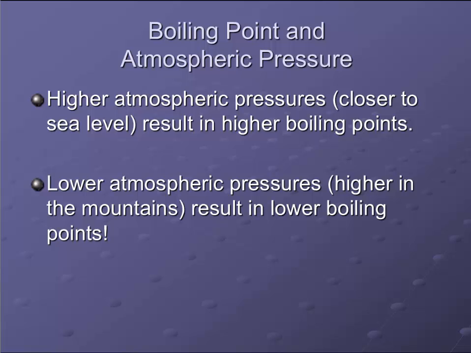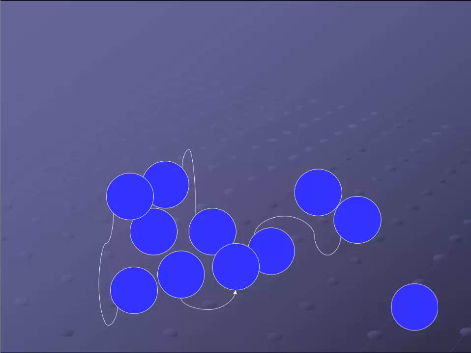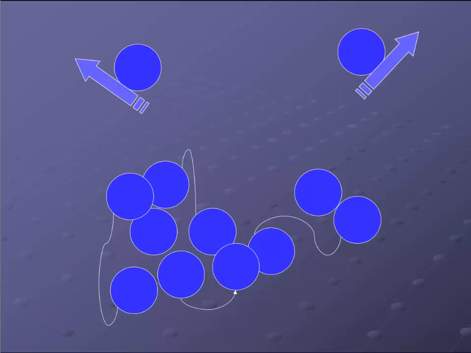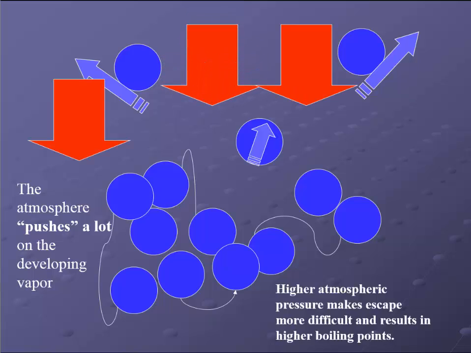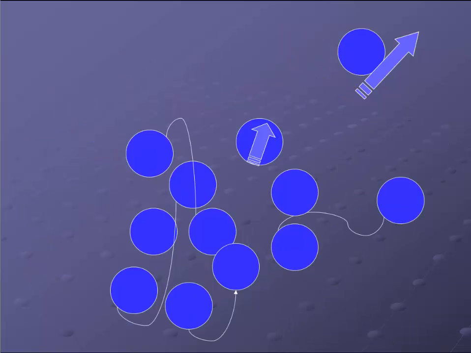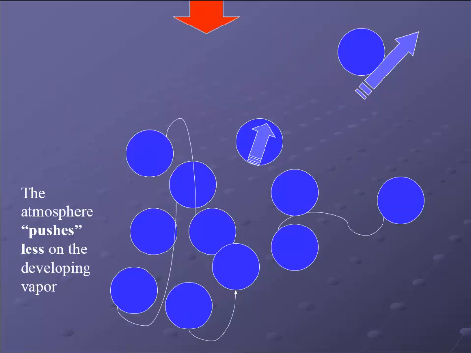What's going on? Remember, when a liquid boils, the molecules have enough energy to escape into the gas phase and to break IMFs. But if the atmosphere is pushing a lot on the developing vapor, it's going to take additional energy to escape into the gas phase. And the closer to sea level, the more atmospheric pressure. Higher atmospheric pressure makes escape more difficult and results in higher boiling points. Lower atmospheric pressure allows escape more easily and results in lower boiling points.